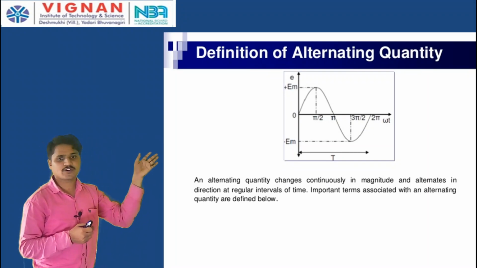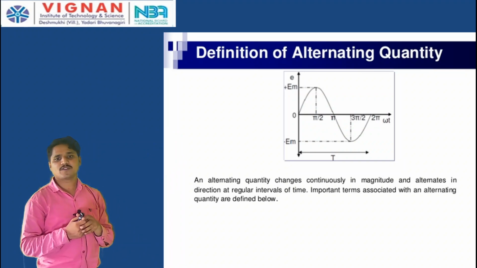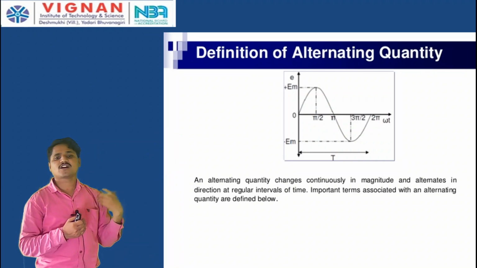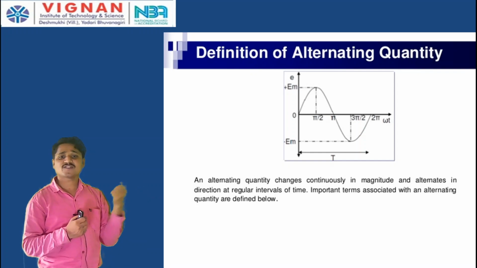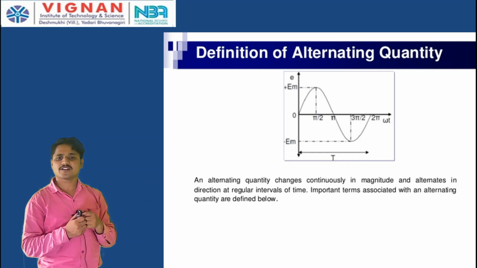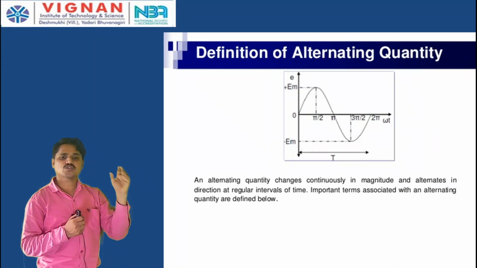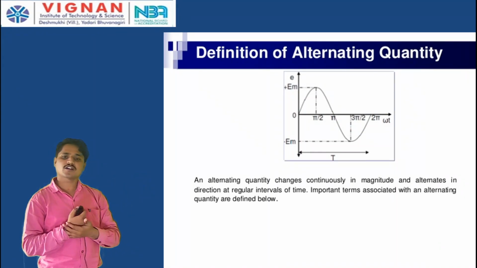That means the sine wave is an example of an alternating quantity, and you can take the cosine wave also as an example. A triangular waveform, rectangular waveform or sawtooth waveform, any waveform which changes its magnitude and polarity as the time changes, all come under alternating quantities.